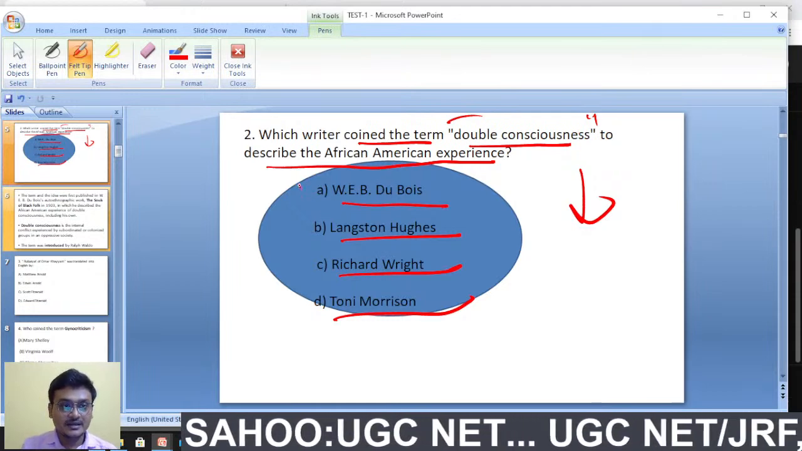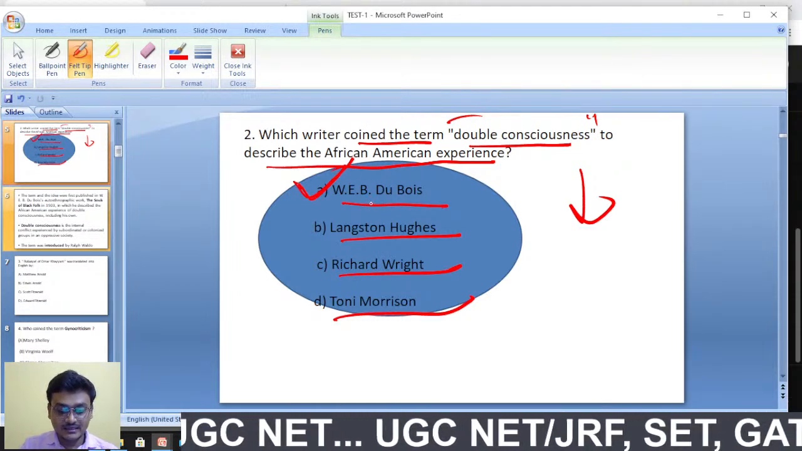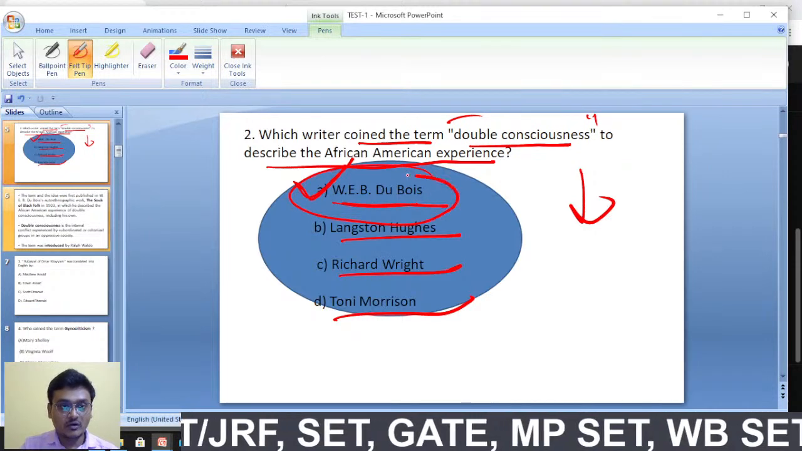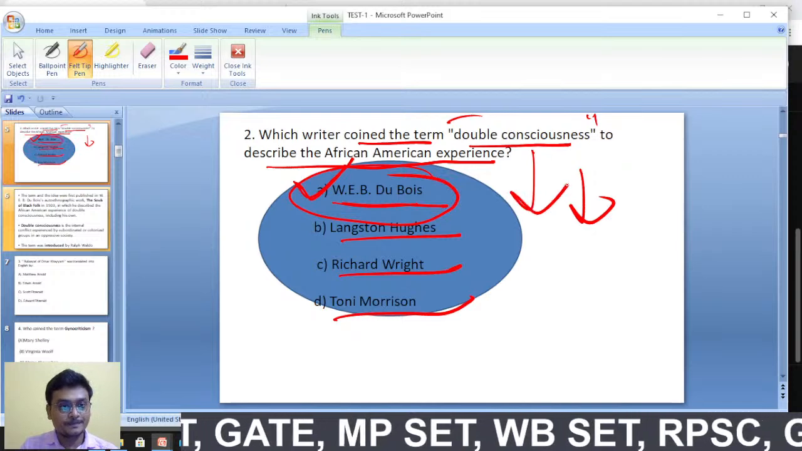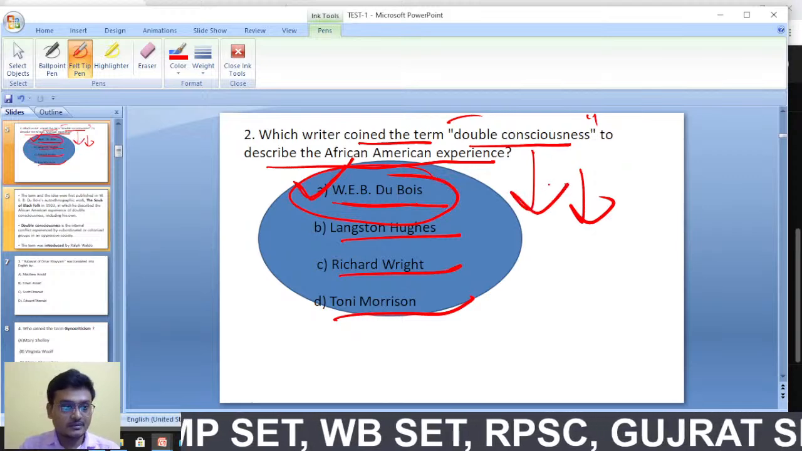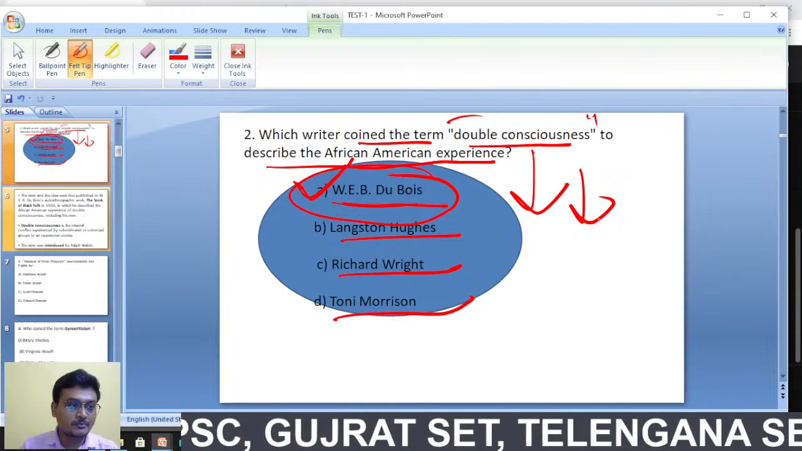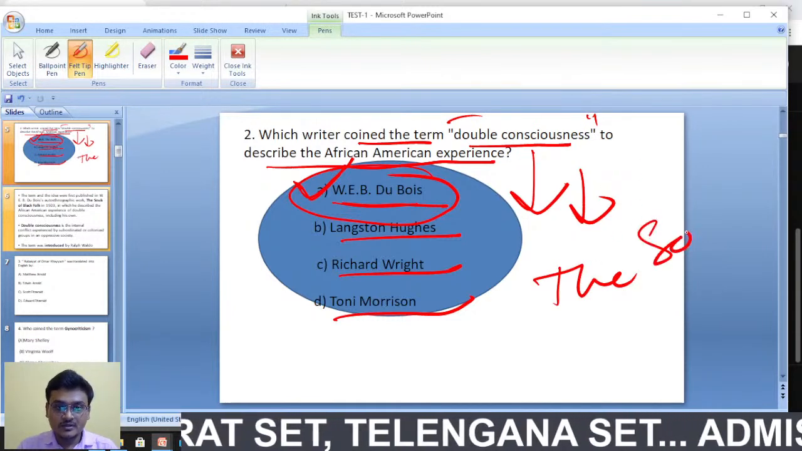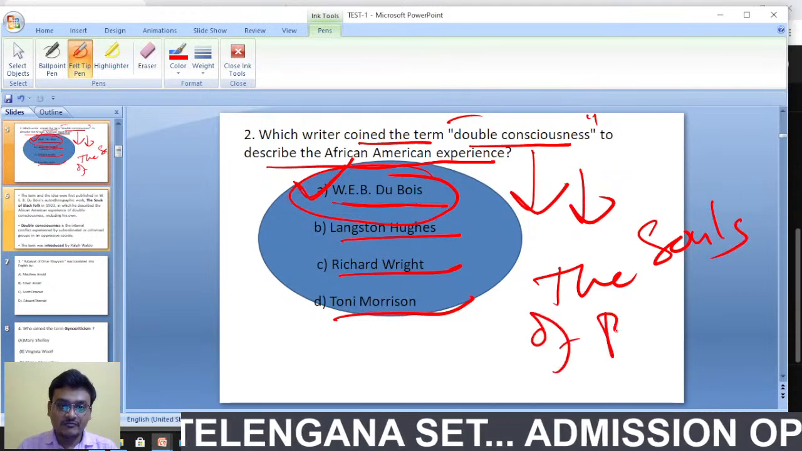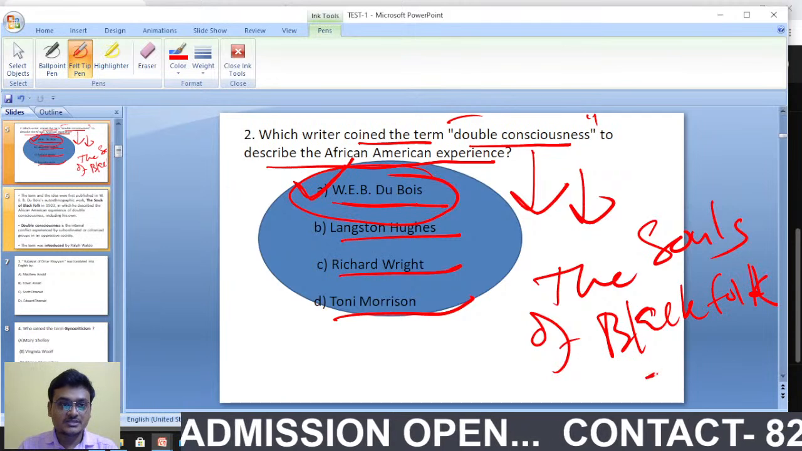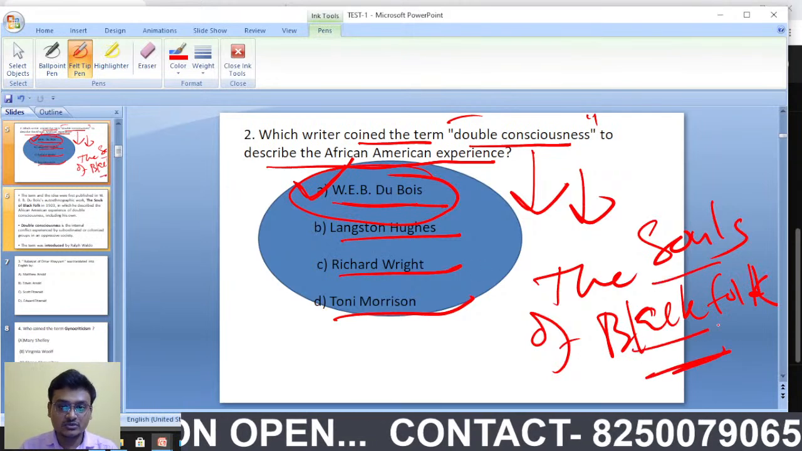W.E.B. Du Bois has coined exactly. Excellent. It is W.E.B. Du Bois who has coined the term double consciousness. Double consciousness was coined by W.E.B. Du Bois, and in his essay called "The Souls of Black Folk." Okay, this is the work where he has coined the term double consciousness, The Souls of Black Folk.